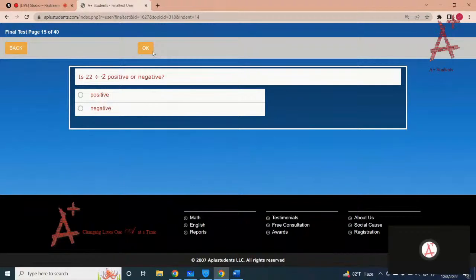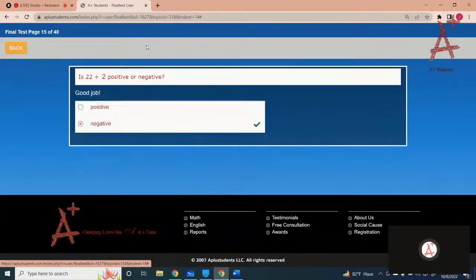Okay, is 22 divided by negative 2 positive or negative? You are dividing a positive number by a negative number, so the answer must be a negative. Got it? You are dividing a positive number by a negative number. Both the numbers have different signs, so your answer must be negative. Got it? Select the correct option and click on the OK button.